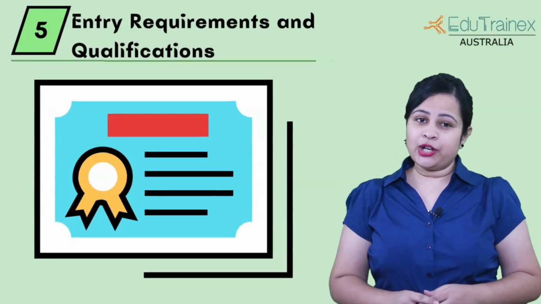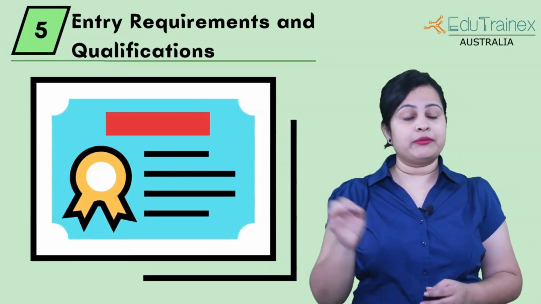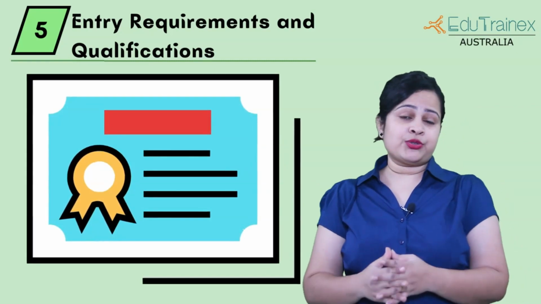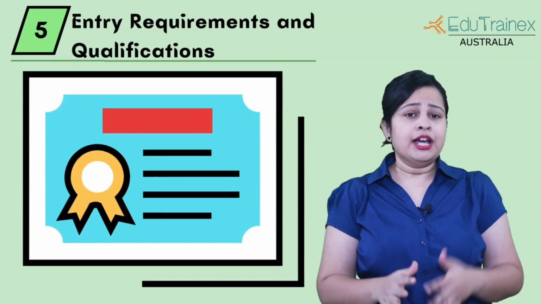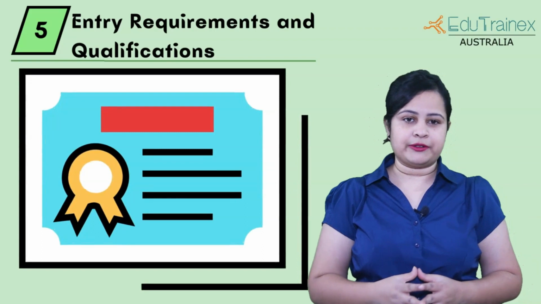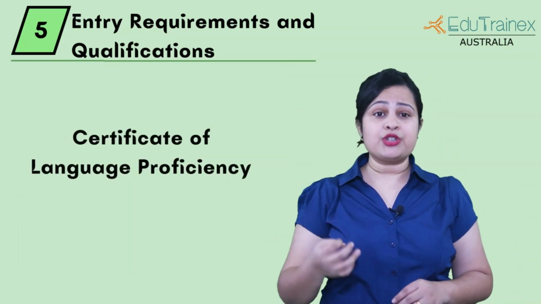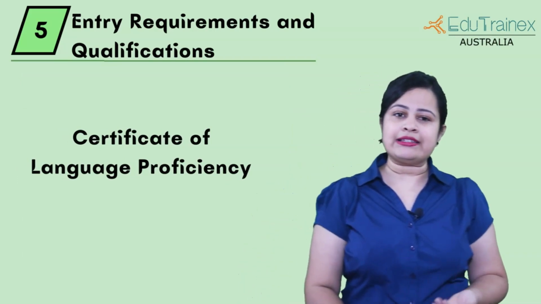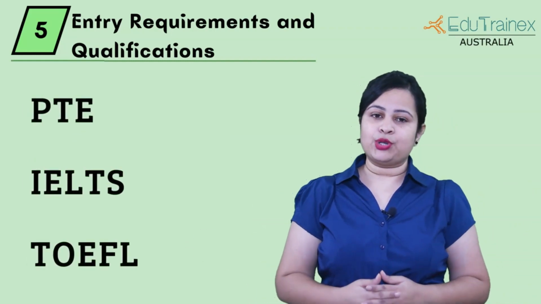Now about the entry requirements and qualifications needed to get admission in the universities for mass communication and media. It is common for educational institutions to accept applicants from a variety of academic backgrounds. Still, you will have to provide your relevant qualifications and academic achievements to be considered. You must provide the most recent evidence of your English proficiency if English is not your first language. You will be required to take an English language test to apply to most institutions, like PTE, IELTS and TOEFL.